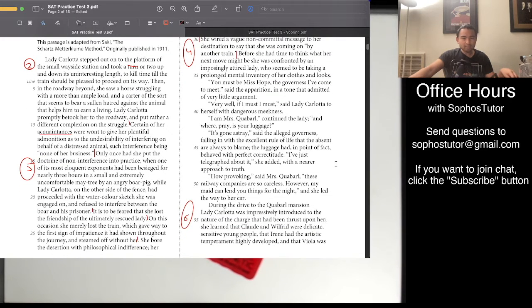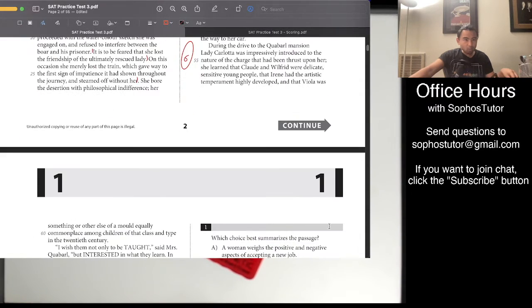"How provoking," said Mrs. Quabarl. "These railway companies are so careless. However, my maid can lend you things for the night," and she led the way to her car. During the drive to the Quabarl mansion, Lady Carlotta was impressively introduced to the nature of the charge that had been thrust upon her. She learned that Claude and Wilfred were delicate, sensitive young people, that Irene had the artistic temperament highly developed, and that Viola was something or other of a mold equally commonplace among children of that class and type in the 20th century.